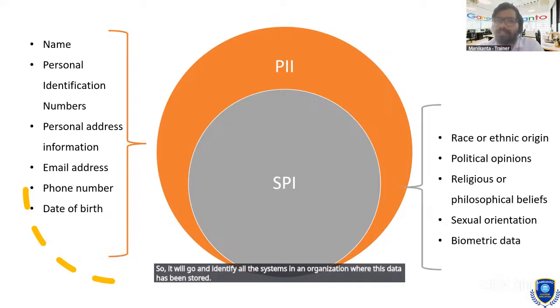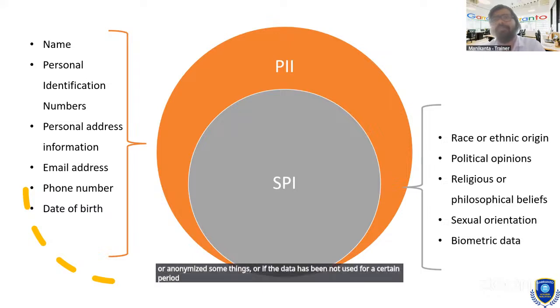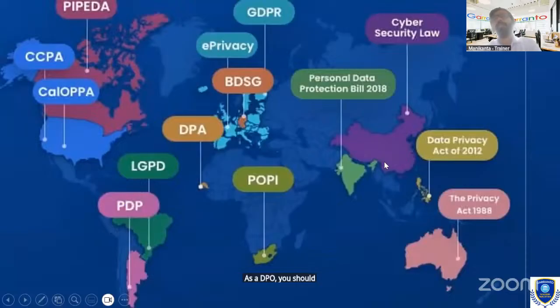Once they identify it, they'll take measures as per the law. Take an example: if it has highly sensitive information, it has to be encrypted or anonymized. Or if the data has not been used for a certain period of time, you should archive it. So there are certain policies and measures they'll take, but the baseline is SPI and PI information. Every company will do this exercise. As a DPO, you should know this.